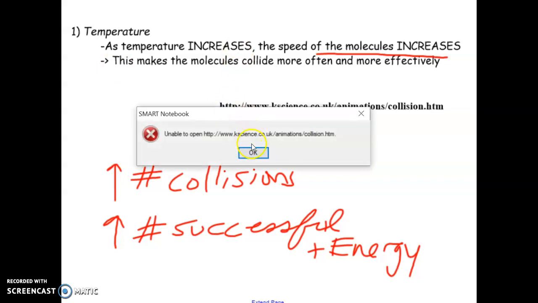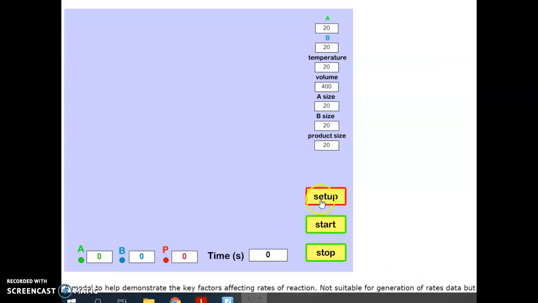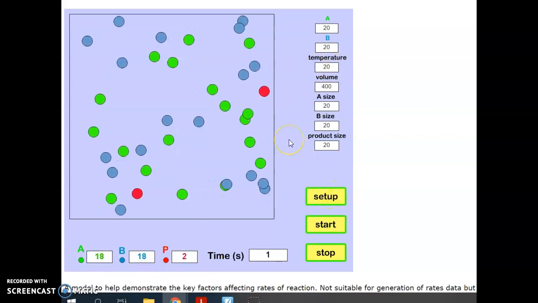So let's take a look. Let me pause this for a second. Okay, so what we're going to look at here is a reaction simulator. The green and blue, so the A and B, are going to be our reactant particles. And when they turn red, that's going to mimic what the product is. Right now at the start, we have 20 A, 20 B, and no product, right? The temperature I have it set to is 20. So let's see what happens.